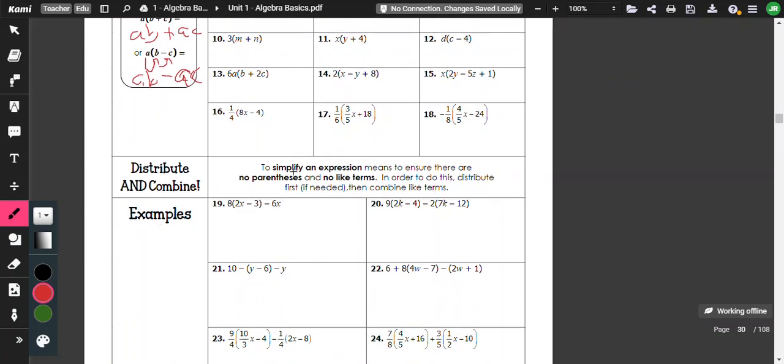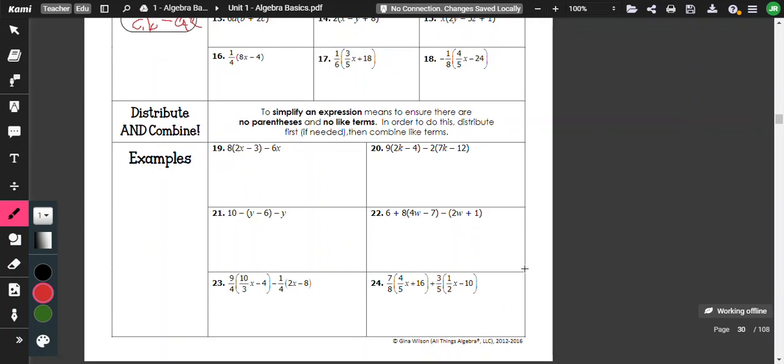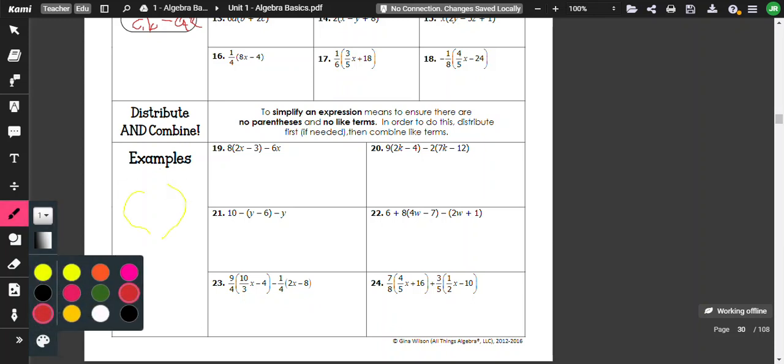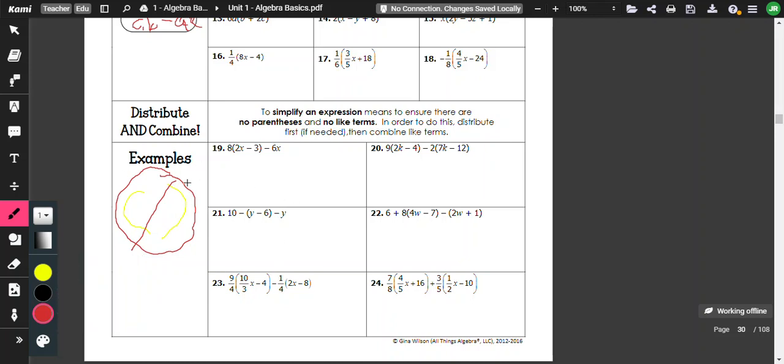Down here, in this distribute and combine, it says to simplify an expression means to ensure there are no parentheses and no like terms. In order to do this, distribute first if needed, then combine the like terms. So I'm going to write a little note right here in yellow. We see parentheses, and we need to get rid of them. I'm going to take a few moments to write down some notes so far. Maybe draw this little parentheses in the no sign, and I will be right back.